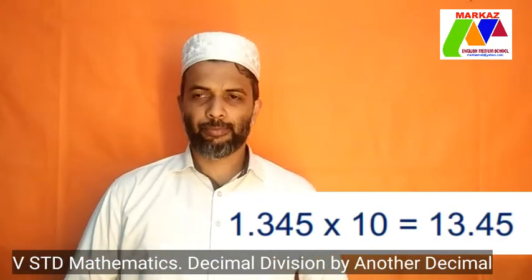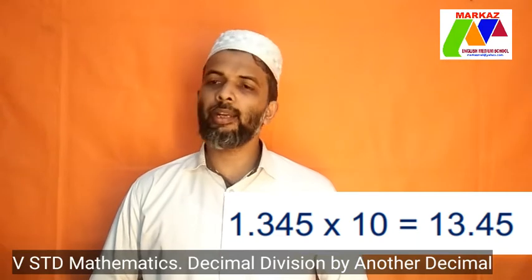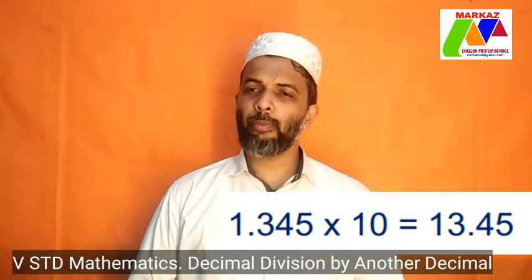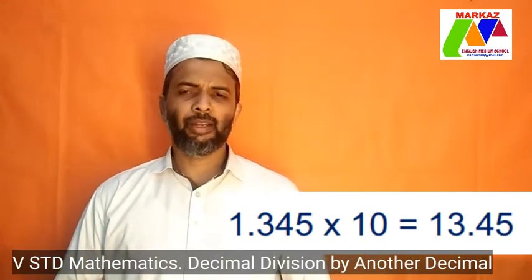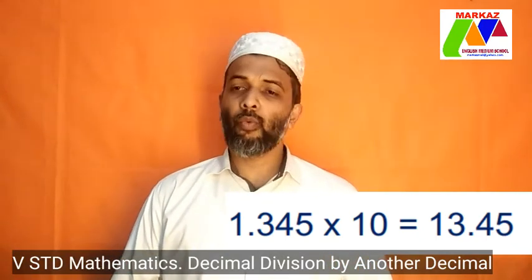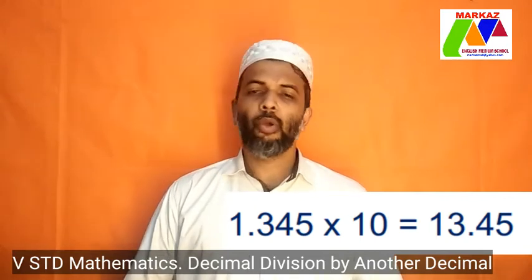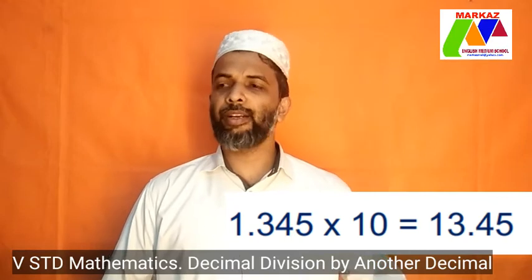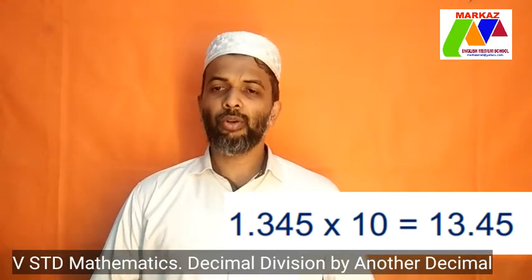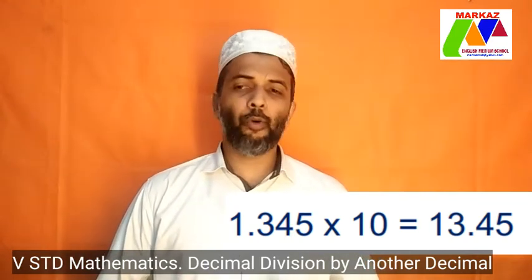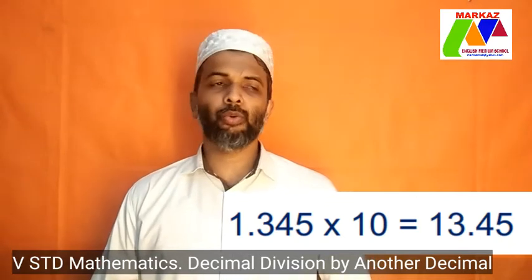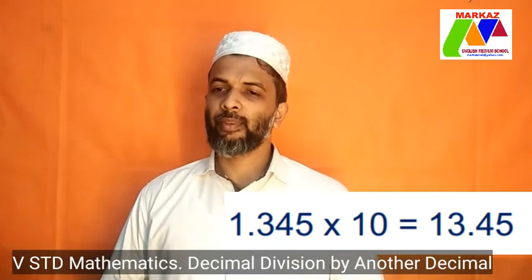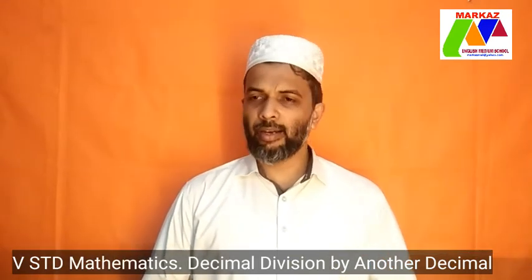1.345 into 10. The answer is 13.45. How do we get this answer 13.45? Here 10 has one 0. So we have to move the decimal point to the next right digit. So 1.345 changed into 13.45. Okay. Then we multiply with 100.